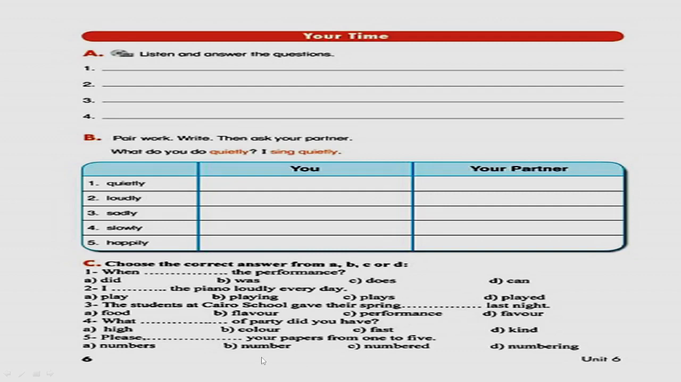What kind? Please number your papers from 1 to 5. Yeah, please number. This is an imperative, an order. When we form imperative sentences, we start with the main verb. We start with the infinitive form of the main verb.